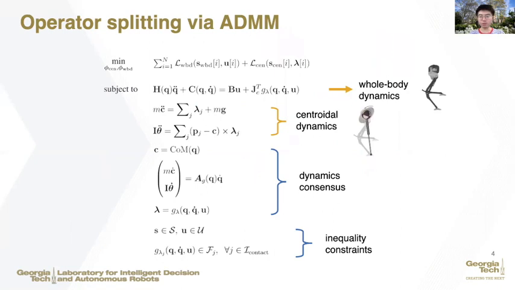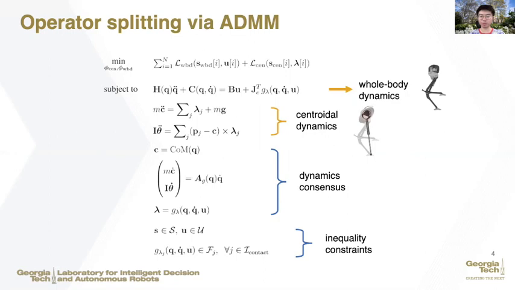To address this mismatch, we need to firstly formulate the problem. The ultimate objective is to minimize the summation of whole body cost and centroidal cost. The dynamics consensus is achieved by constructing equality constraints between center of mass, momentum, and contact forces. In addition, we have some inequality constraints for the joint limit, torque limit, and friction cone.